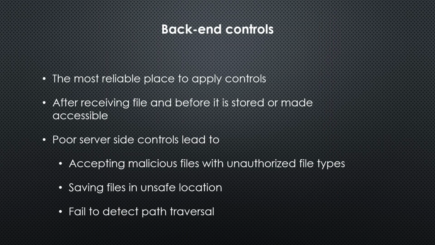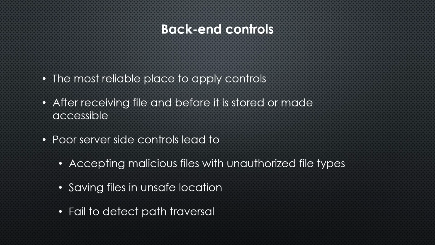Next comes the backend, the layer where critical security controls must be implemented. This is where most of the actual risk mitigation should happen and where things can go seriously wrong if not properly handled. Backend controls are enforced by the server and are responsible for validating and handling the file after it is received, but before it is stored or made accessible. These controls must not rely on anything the client says, such as the file extension, MIME type, or size, as all these can be manipulated by the attacker.